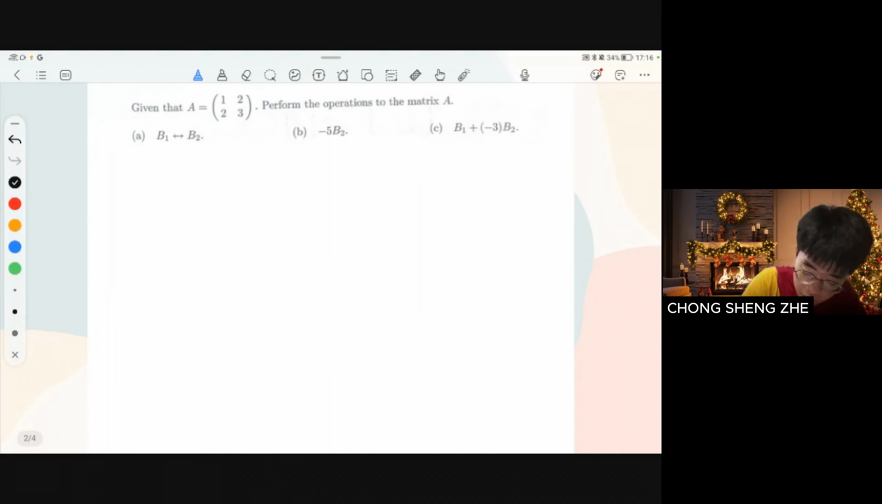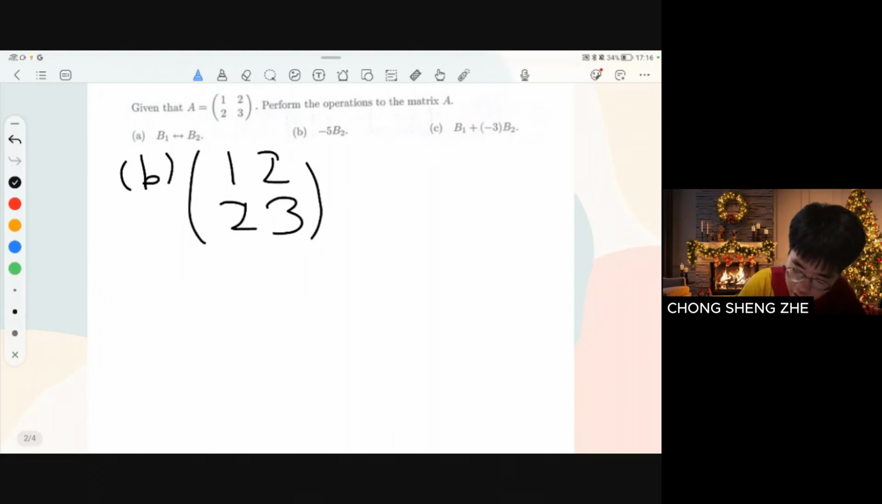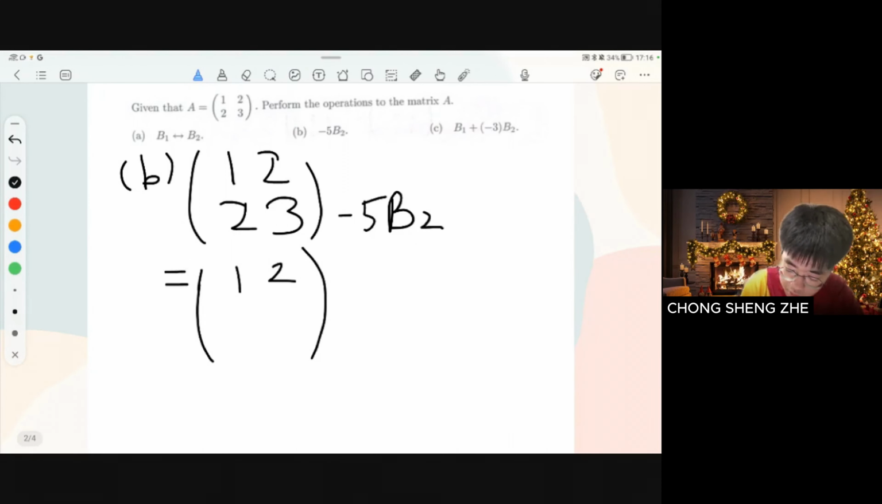So for question B, negative 5 R2. Also, we write the operations beside the matrix. Negative 5 R2 means that we multiply the second row of the matrix with negative 5. So the first row of the matrix will remain the same, but the second row will be multiplied by negative 5. 2 times negative 5 is negative 10, and 3 times negative 5 is negative 15.